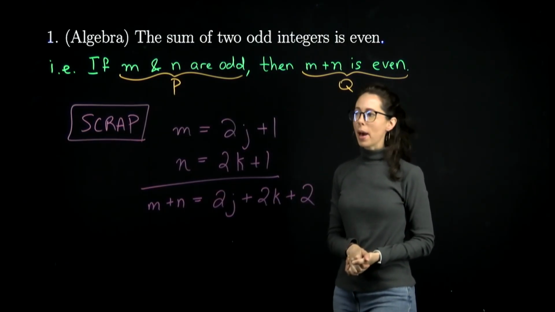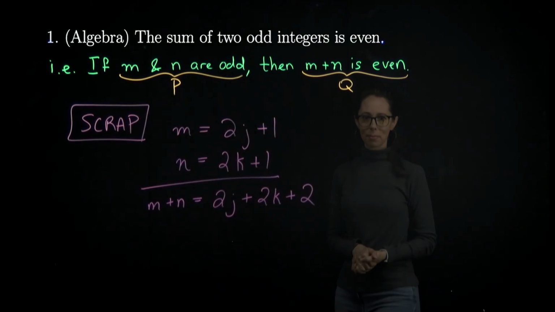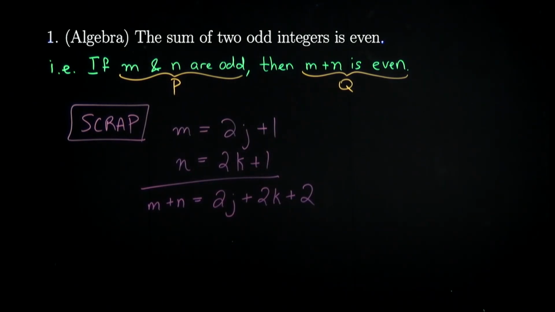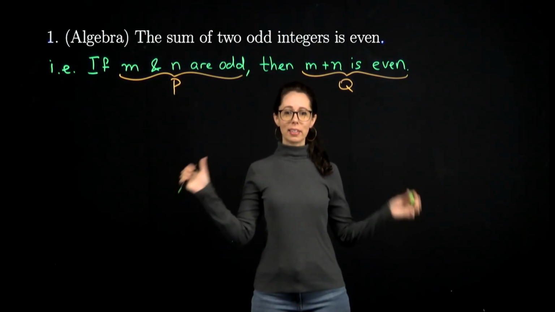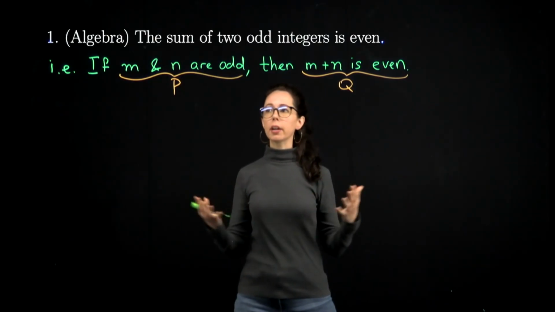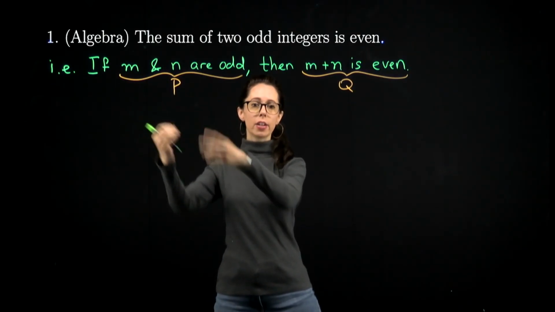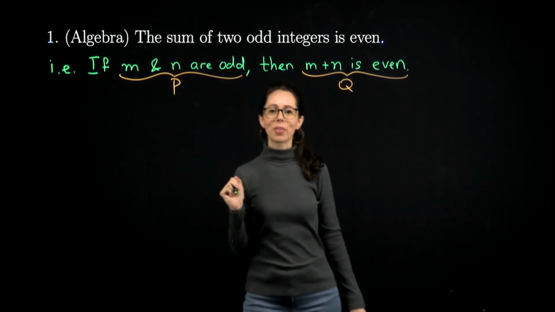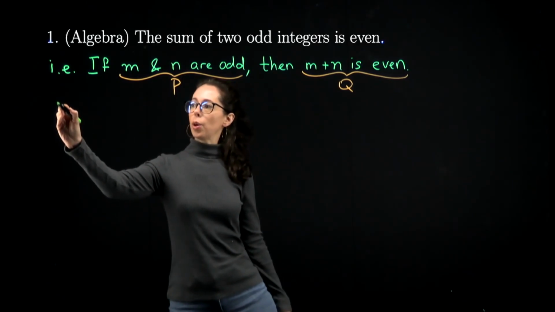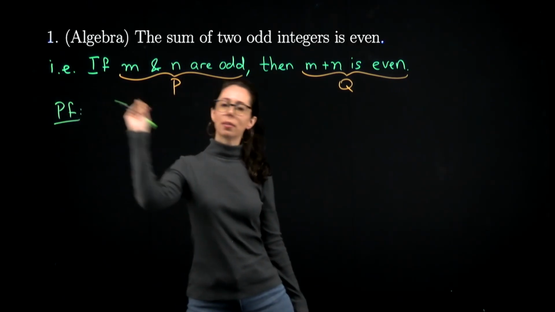So in a moment, I will come back and write up the proof itself. The proof we are about to write, being a direct proof, will mirror the statement here. So we will open by presenting our odd integers, and we will conclude once we've shown that their sum is even. I like to open my proofs with PF, or the word proof.